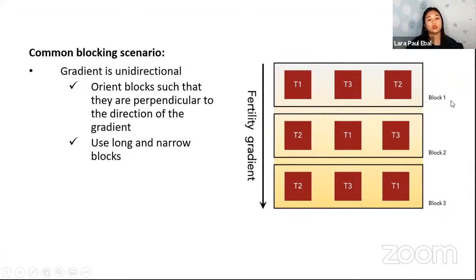Okay, and take note that block 1 has these 3 treatments present, and block 2 the same. The 3 treatments are all present, and then the block 3 also has these 3 treatments present. Okay, so now gradient is unidirectional. Okay, this one direction lang. Orient blocks such that they are perpendicular to the direction of the gradient. So if this is the direction of the gradient, so ganito yung blocks mo. And then use long and narrow blocks. So this is just a suggestion, no? Okay, to accommodate all the treatments. So we have long and narrow blocks.